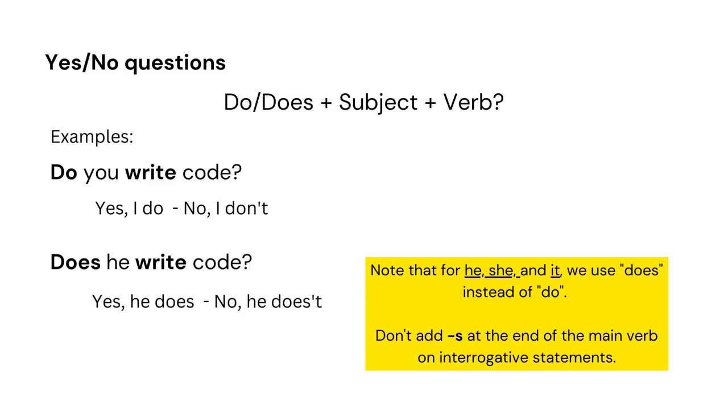The structure for this type of question is do plus subject plus verb. Remember, when you are making a question, you do not need to add the s or es at the end of the verb, as you are already using the auxiliary do.